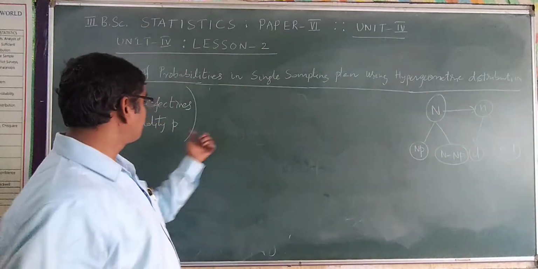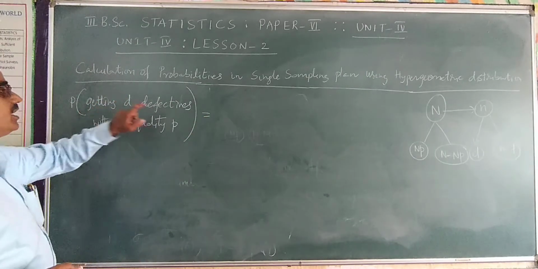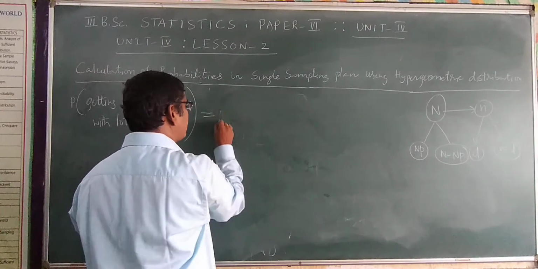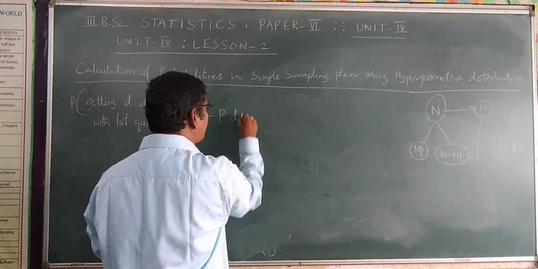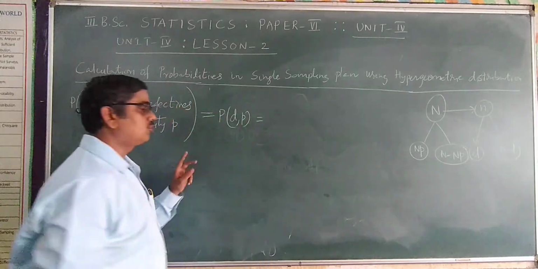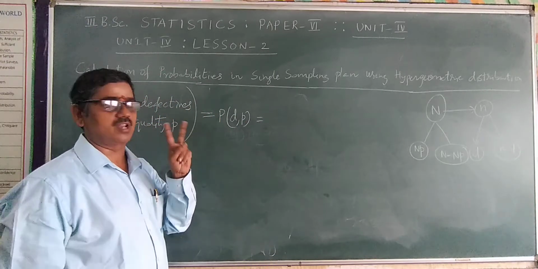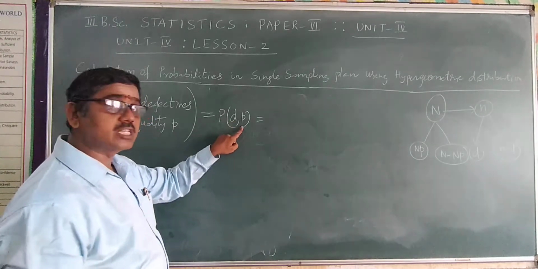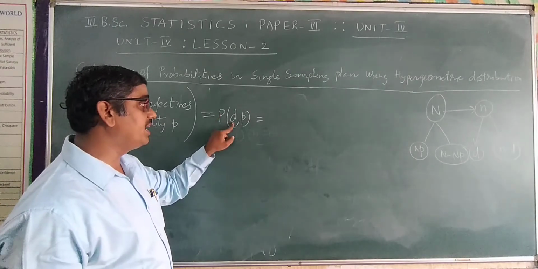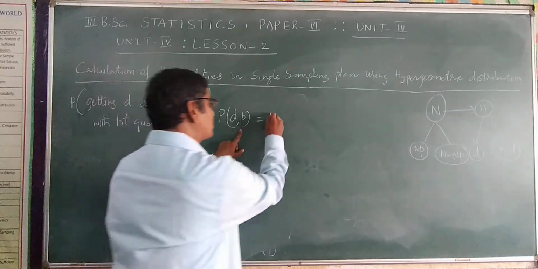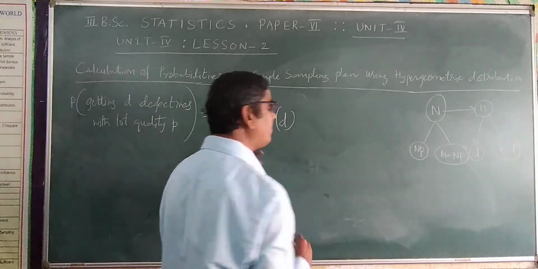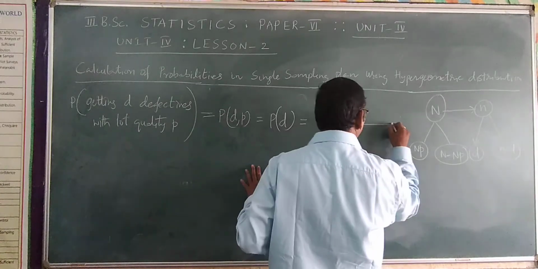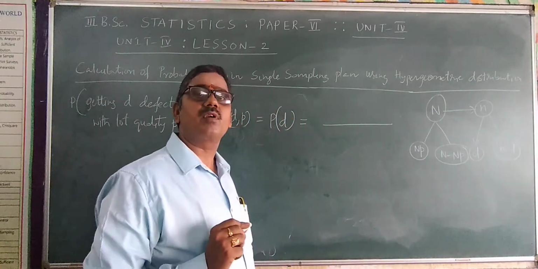Now you see the distribution. The probability of getting d defectives with lot quality small p is going to be calculated by, it is also a notation, probability of d comma p. These are the two important values which represent the notation. This is capital P, the probability of getting d defectives with lot quality small p. It can also be written simply as the probability of getting d defective items, that is probability of d. It can be calculated by how many total items we are drawing from capital N.